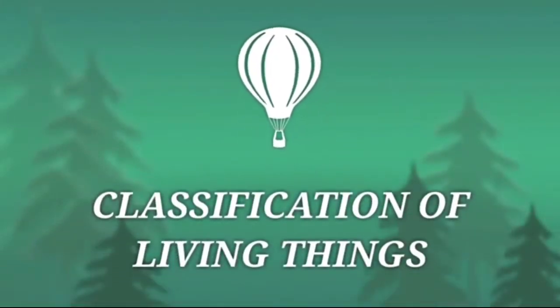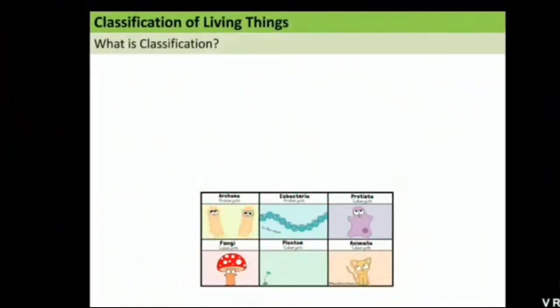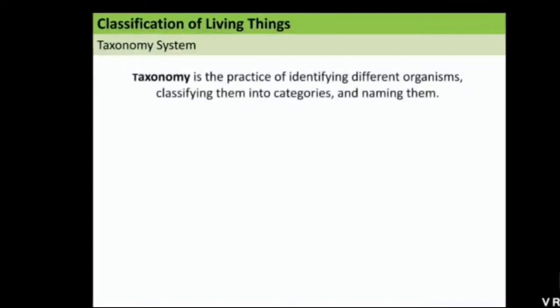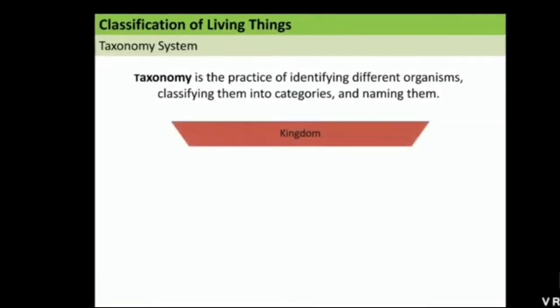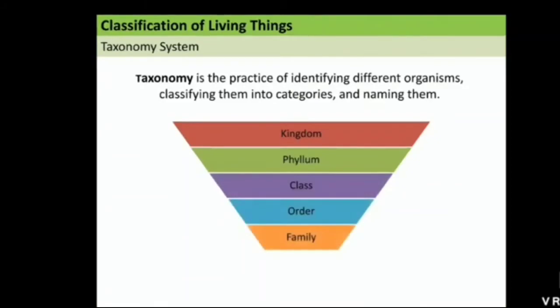Okay guys, our topic today is about classification of living things. Actually, what is classification? Classification is the process to organize based on the characteristics and the attributes. Let's talk first about the taxonomy system. Taxonomy is the practice of identifying different organisms, classifying them into categories, and naming them. There are 7 levels of taxonomy, starting from kingdom, phylum, class, order, family, genus, and species.